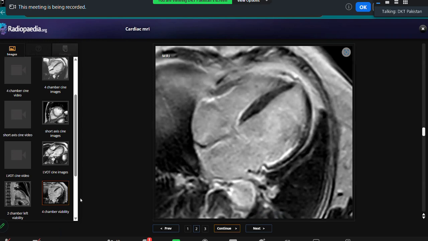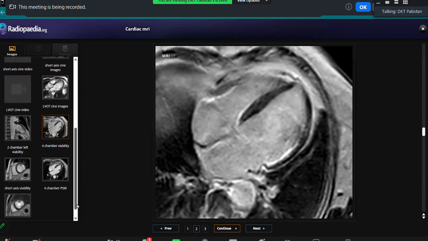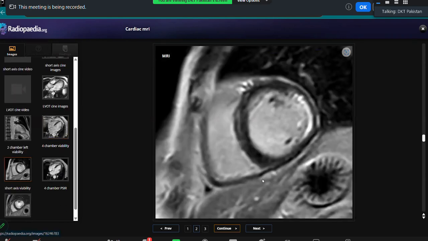Okay, candidate one. Yes, sir. Can you unmute yourself? Yes, please. Yes, sir. So this is the late gadolinium sequence. Yes, what do you think?